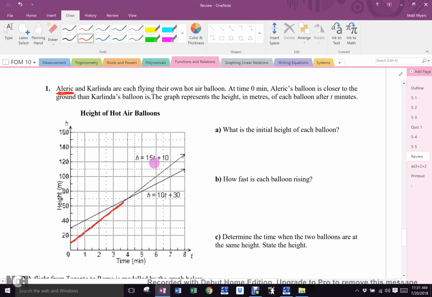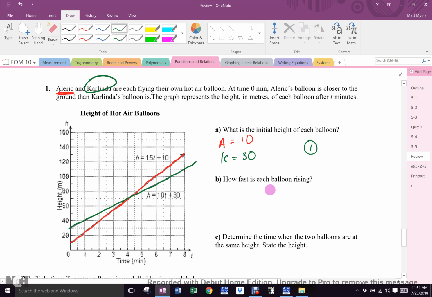Nice drawing, Myers. And that makes the green line. Nice drawing, Myers. Carlinda, what's the initial height of each balloon? How far off the ground is my man Alaric? 10. How far off the ground is Milady Carlinda? 30. Yeah? 1 mark. Half mark each.